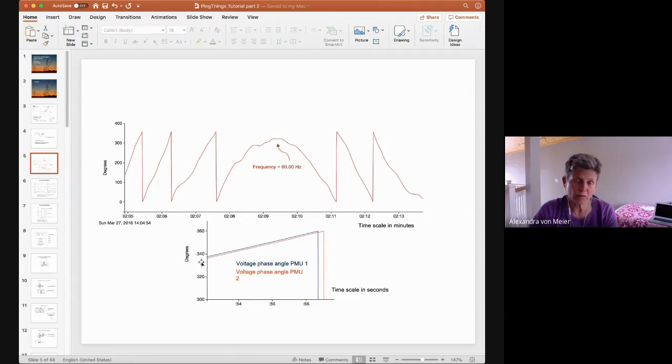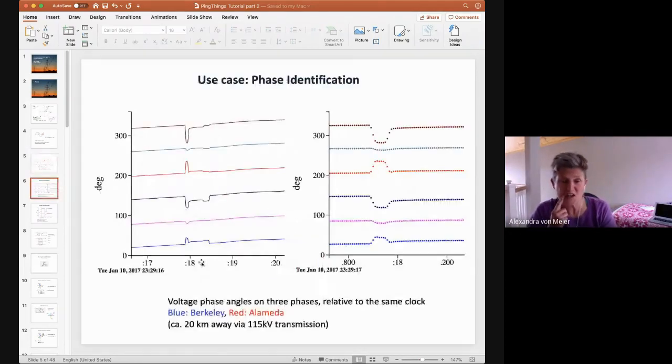So usually, in order to have a physically meaningful piece of information, what we want to do is take the difference between two locations and then plot that as a difference, which we did in the original Berkeley tree database right here. So these are, you see 6 traces. These are 3-phase voltages at 2 different locations. There's 3 flavors of blue and 3 flavors of red. Those are phases A, B, and C. Blue in Berkeley, red in Alameda.